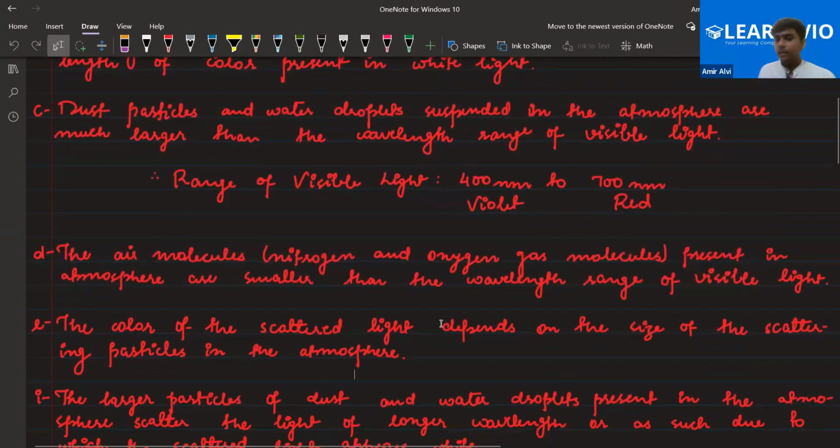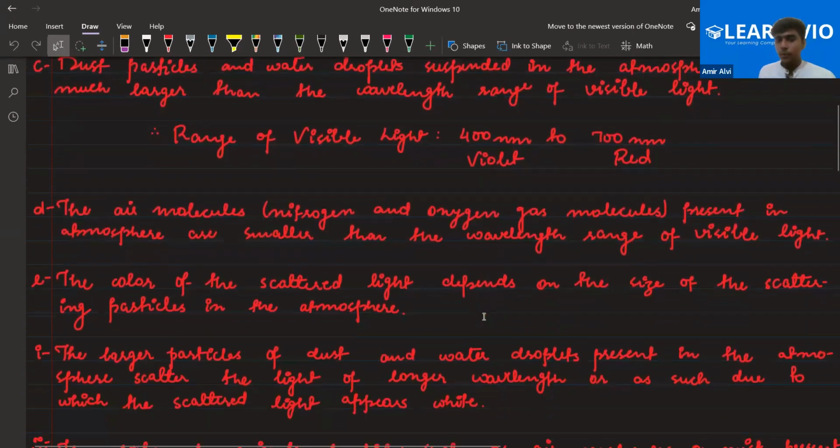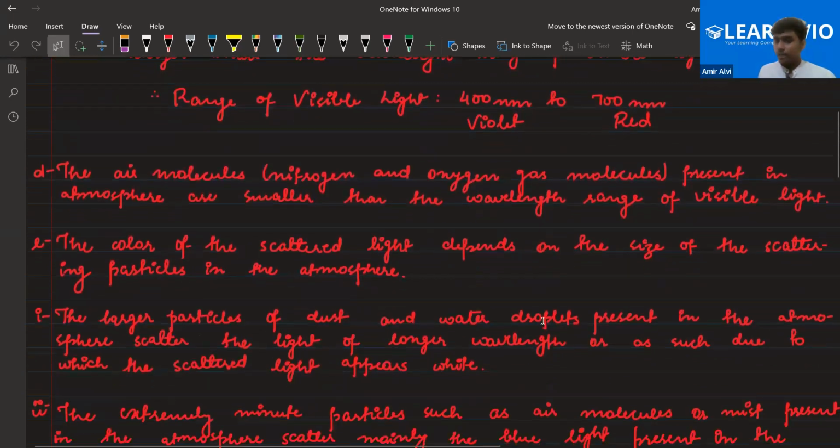So the color of the scattered light depends on the size of the particle, as I've told you. The larger particles of dust and water droplets present in the atmosphere scatter the light of longer wavelength. I just told you that scattering of the light of longer wavelength will be done by these large particles of dust and water, due to which the scattered light appears white. So sometimes it seems that light is not scattered at all due to the large particles, or sometimes it will scatter the longer wavelength like red, or you can say yellow or orange color, right?